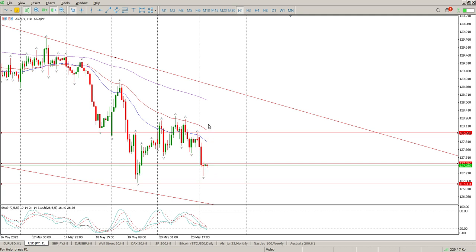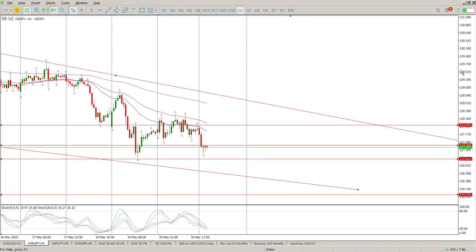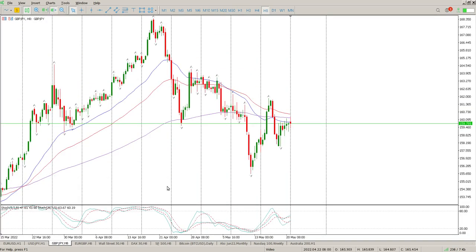We're probably going to find some support higher up, or should I say resistance higher up, before drifting lower. Let's not say move. I think it's probably more of a drift lower to come and test the trend line, and then also this area here at 127.